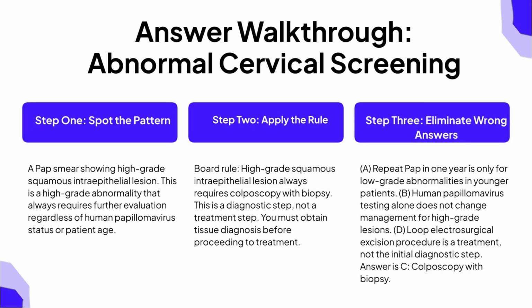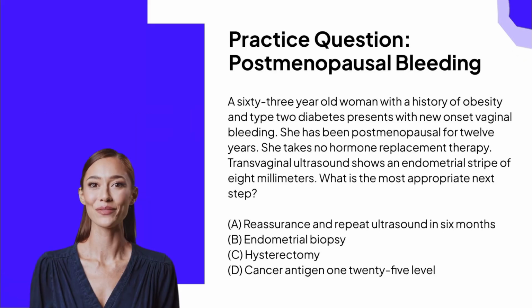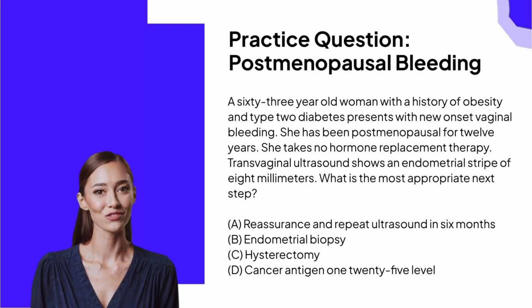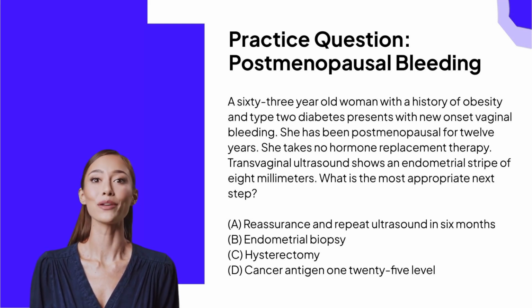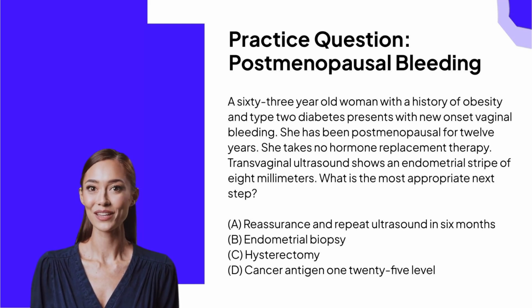Review the cervical screening management algorithms in First Aid and your question bank to see exactly when each option is appropriate. Here is our second practice question. A 63-year-old woman with obesity and type 2 diabetes presents with new vaginal bleeding. She has been postmenopausal for 12 years and takes no hormone replacement therapy. Transvaginal ultrasound shows an endometrial stripe of 8 mm.